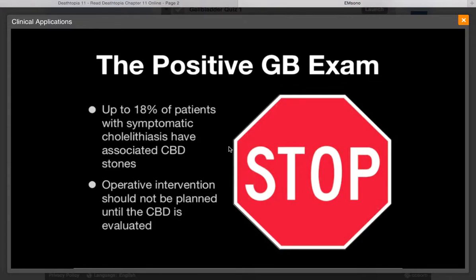If you're able to adequately evaluate the CBD, then you've done a more comprehensive study. However, if all you're able to do is the focused gallbladder portion of the exam, somebody else needs to do the common bile duct evaluation prior to operative intervention. Because remember, somebody who's got choledocholithiasis should have an ERCP for stone removal first, prior to their cholecystectomy.